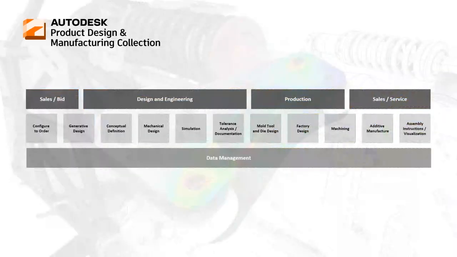So we are here to talk about more than just designing great products. We're talking about your entire product development process using a collection of integrated applications. The Product Design and Manufacturing Collection includes the tools that you need to develop your ideas, simulate them to make sure they work, analyze the dimension tolerances, create CAM toolpath strategies, and factory layout for optimizing throughput. And all of the data for every tool you use is stored and managed in one secure project.